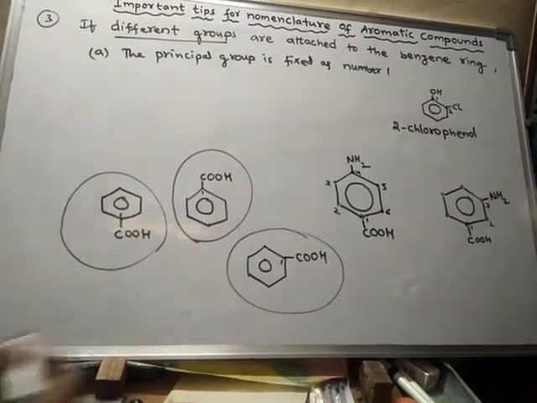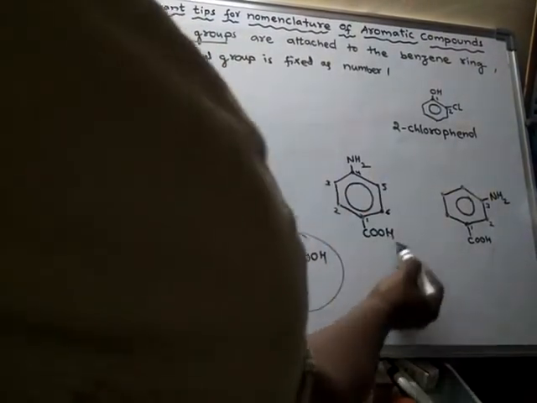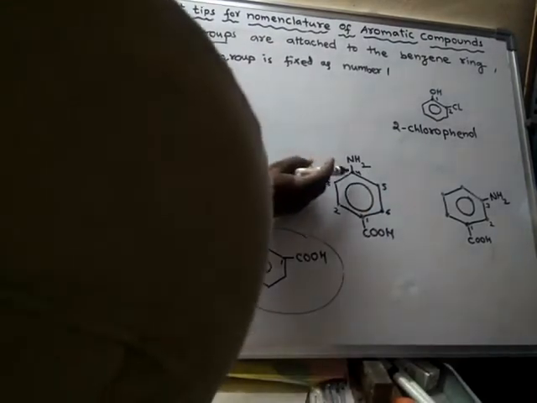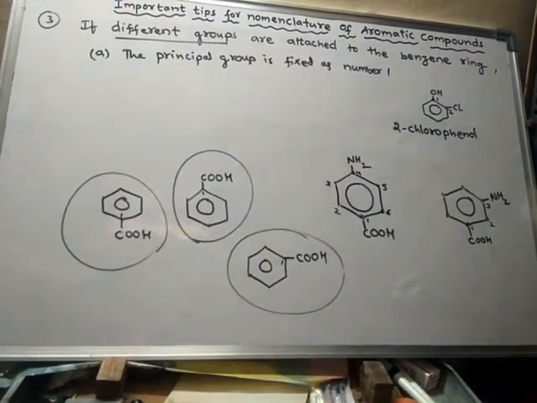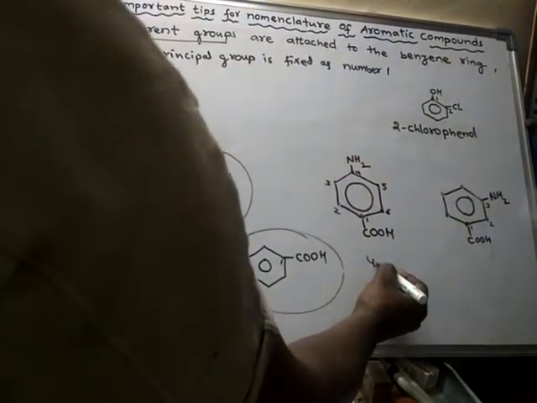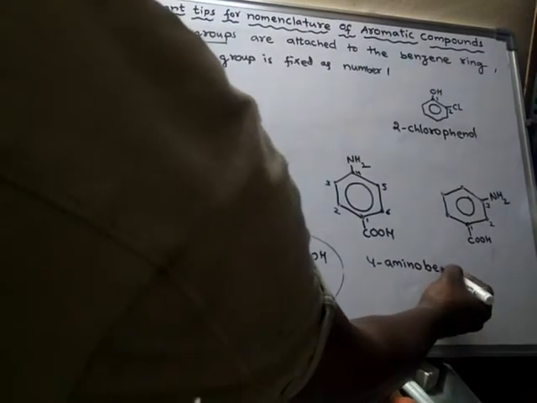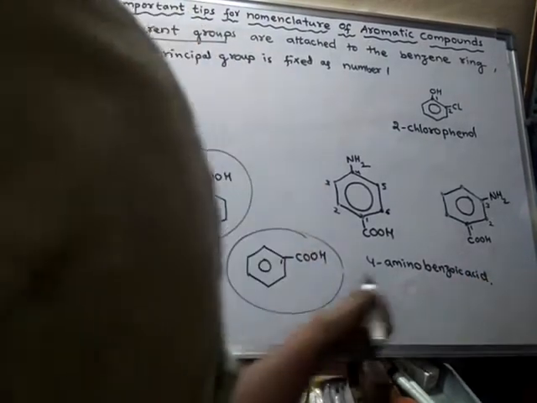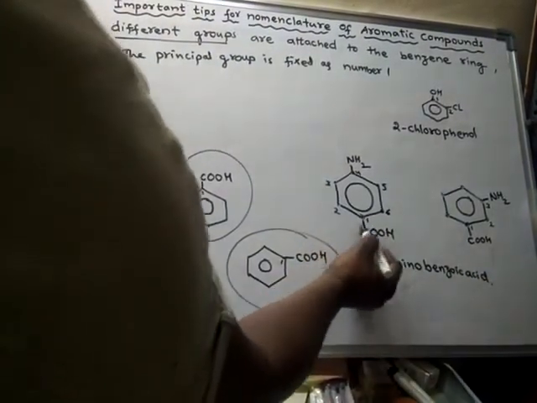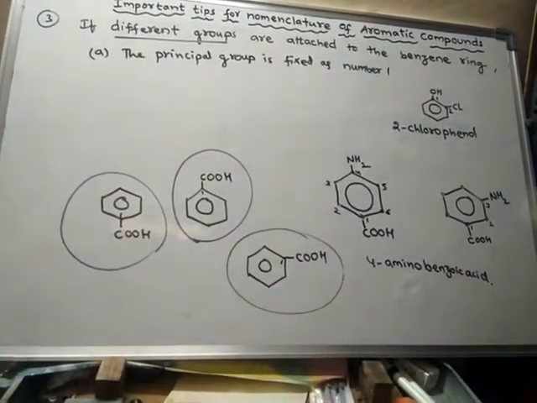Now let us write the name of this compound. This is benzoic acid, and on the fourth carbon of benzoic acid there is an amino group, NH2. The name of this compound will be 4-amino benzoic acid. Based on the main functional group, the numbering should be given to the other substituent.